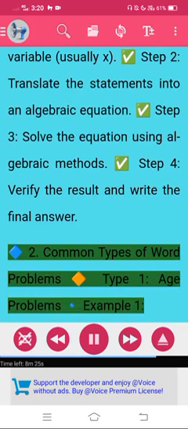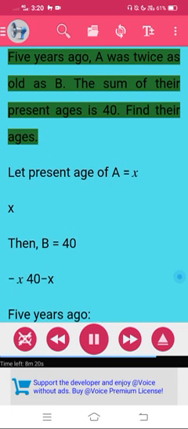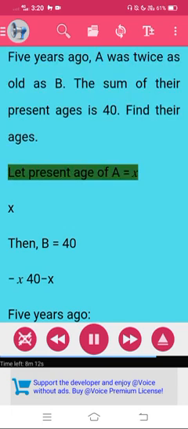2. Common types of word problems. Type 1: Age problems. Example 1: 5 years ago, A was twice as old as B. The sum of their present ages is 40. Find their ages. Let the present age of A = x.